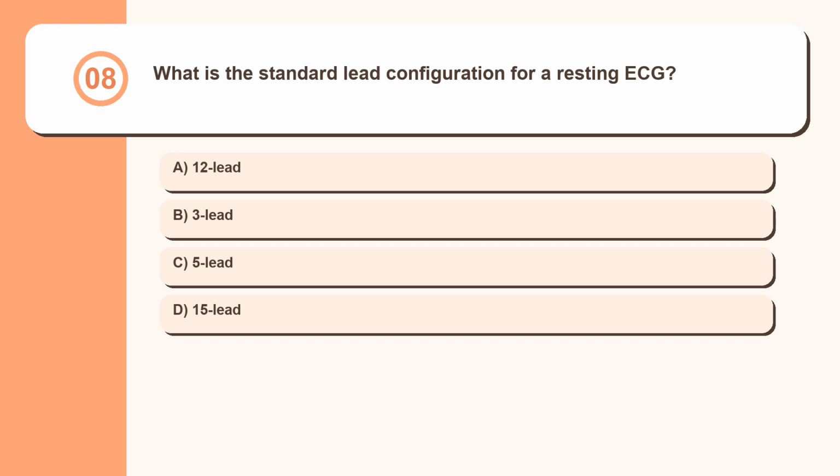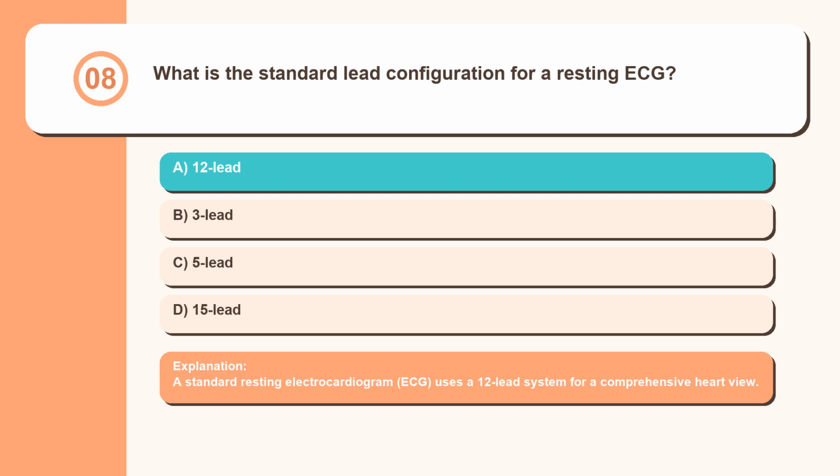Question 8. What is the standard lead configuration for a resting ECG? 12 lead, 3 lead, 5 lead, 15 lead. A standard resting electrocardiogram, ECG, uses a 12-lead system for a comprehensive heart view.